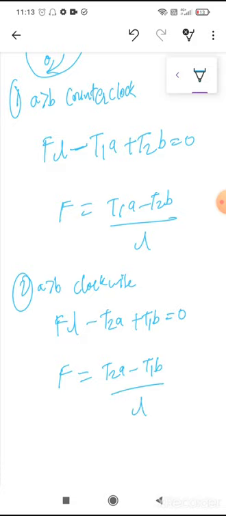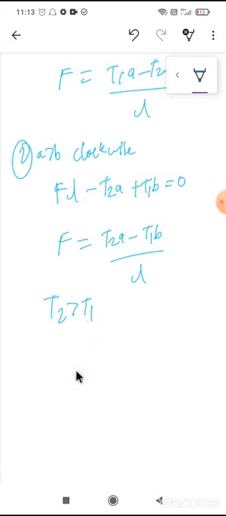So as T2 is greater than T1 here, and A is greater than B here, the brake will be effective as long as T2 is greater than T1. That is, as long as the ratio of T2 by T1 is greater than the ratio of B upon A. So to make this brake apply, the term T2·A minus T1·B should be greater than or equal to 0.